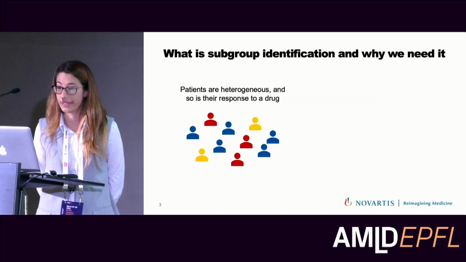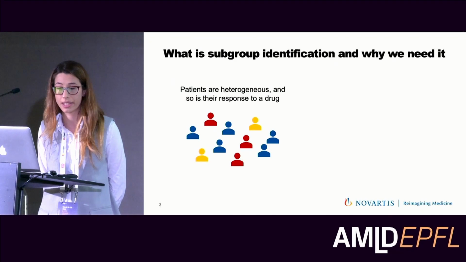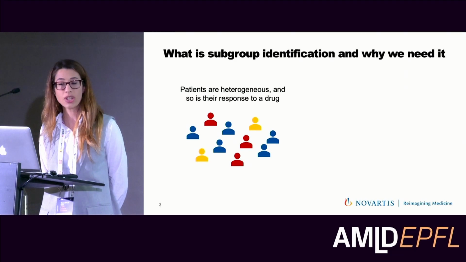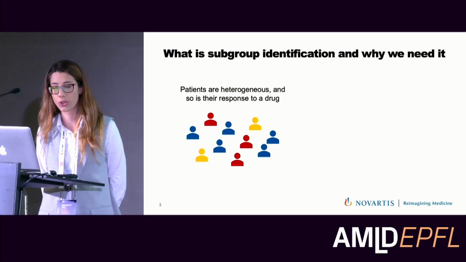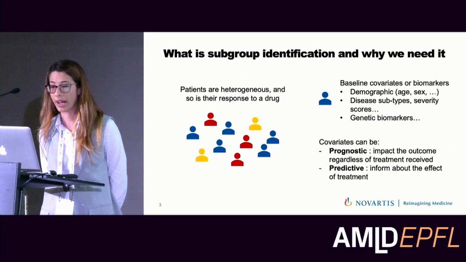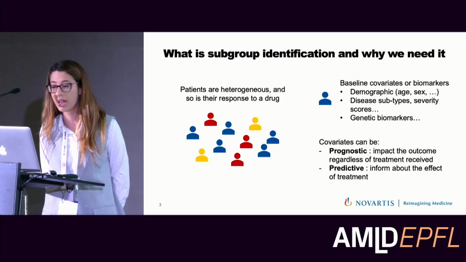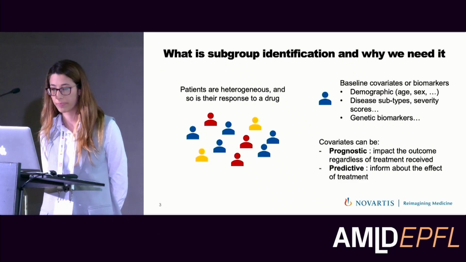However, the fact that the efficacy is inadequate in the trial population doesn't mean that the drug is useless. Patients are heterogeneous, and so they respond differently to the drug. Patients are characterized by baseline covariates or biomarkers, such as demographics, disease subtypes, severity scores, genetic biomarkers, and so on.